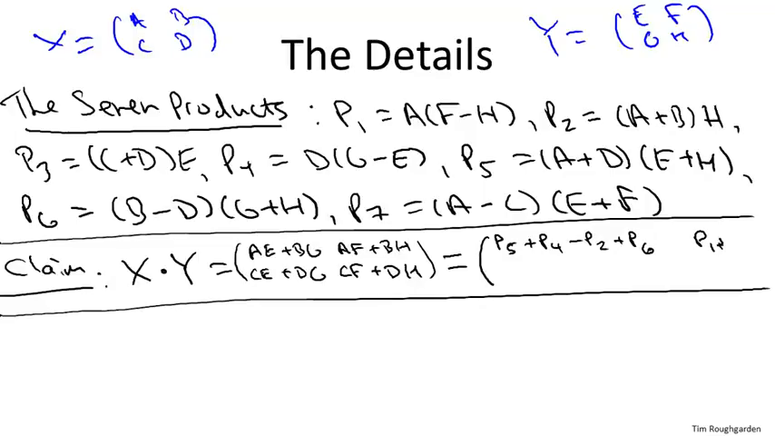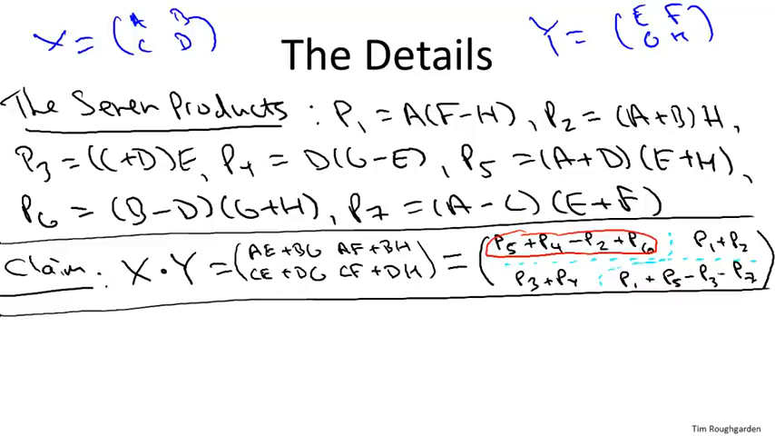So the claim here is that these 2 different expressions for X times Y are exactly the same, and they're the same block by block. So in other words, the claim is that this crazy expression, P5 plus P4 minus P2 plus P6, where those are 4 of the products that we've listed above, is precisely AE plus BG. Similarly, we're claiming that P1 plus P2 is exactly AF plus BH. That's actually easy to see. P3 plus P4 is CE plus DG. That's also easy to see. And then the other complicated one is that P1 plus P5 minus P3 minus P7 is exactly the same as CF plus DH. So all 4 of those hold.